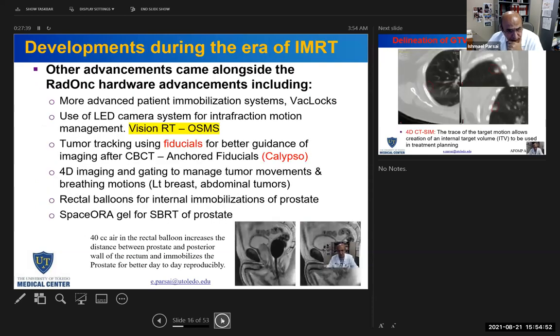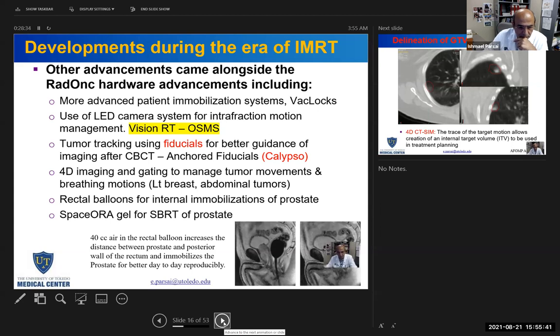Other advancements came alongside the radiation oncology hardware, included again, a lot of site-specific immobilization, LED camera system, Vision RT, which is the same as OSMS, tumor tracking using fiducial for better guidance of the cone-beam CT, anchor fiducial, and also a company Varian came up with these beacons that are inserted into the patient like fiducial, except they are magnets and can be detected by this device called Calypso. And then the position of those markers can identify exactly where the tumor is, and the patient can be moved in that position.